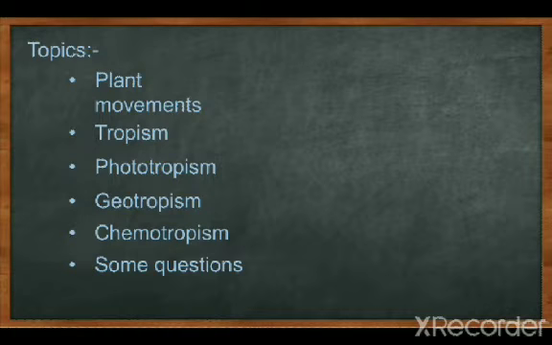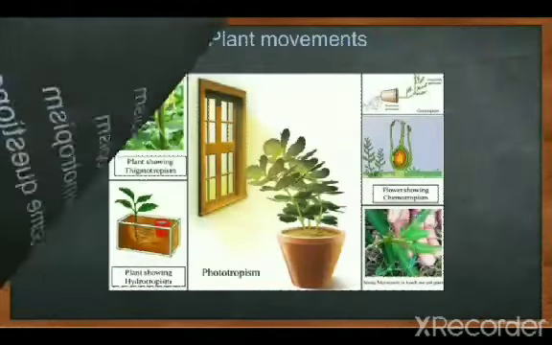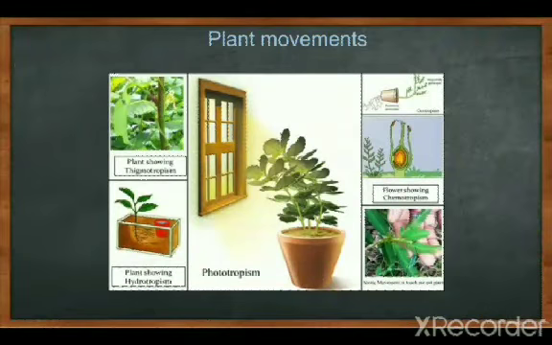tropism. There are different types of tropism. First is phototropism, geotropism, chemotropism. One most important type that is not mentioned here is hydrotropism. Hydrotropism is most important and related to some questions. Now here is plant movement.